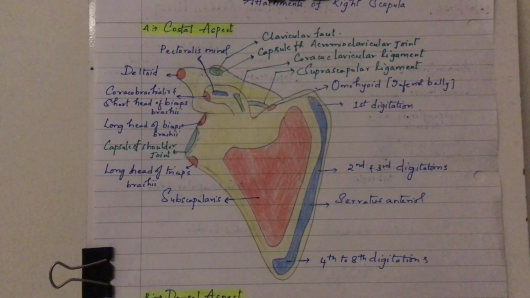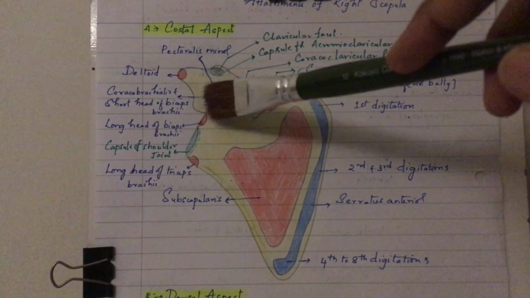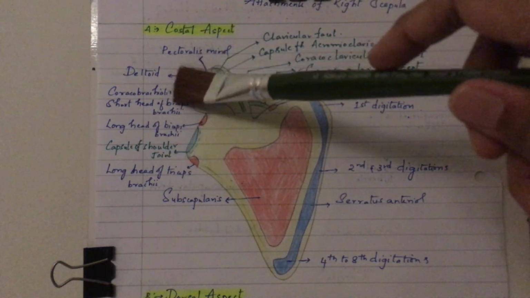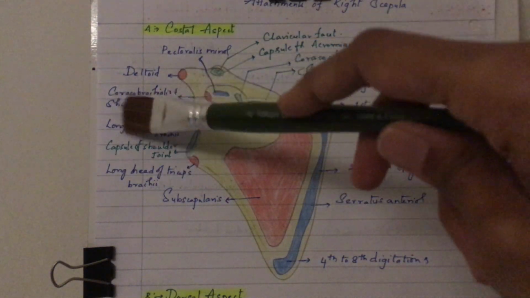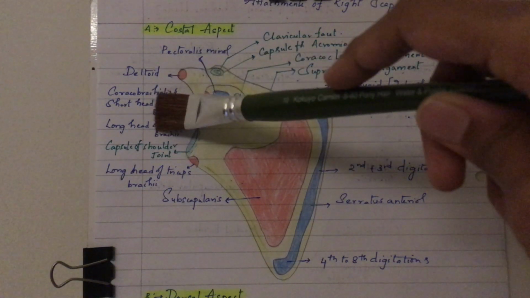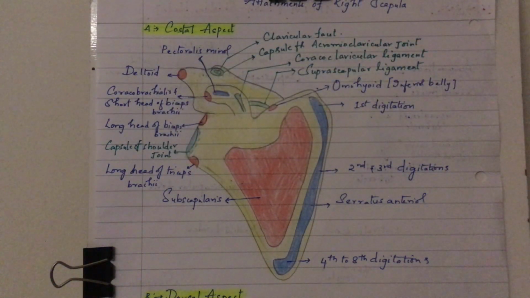coracoid process. So what are the muscles arising from the tip of the coracoid process? We have the short head of biceps and we have coracobrachialis, and this will be one of the questions. So two muscles arise from the tip of the coracoid process: coracobrachialis and the short head of biceps muscle.